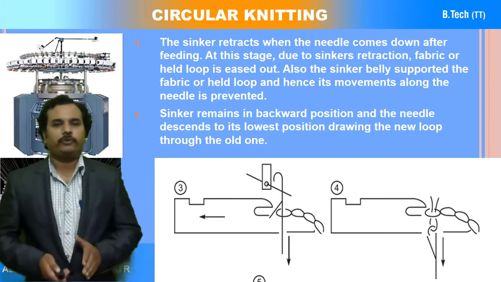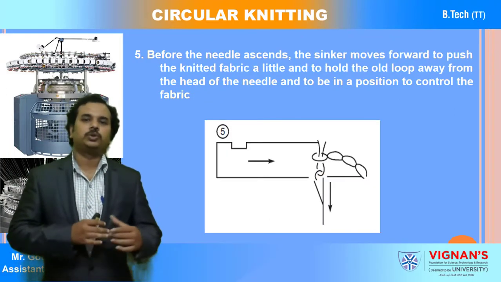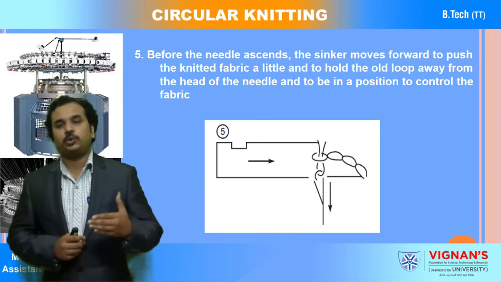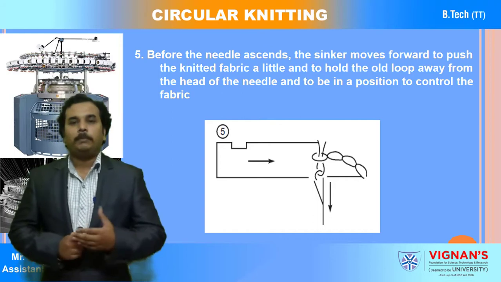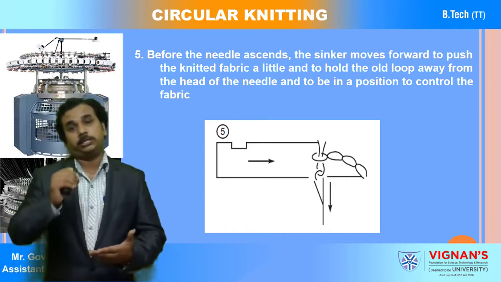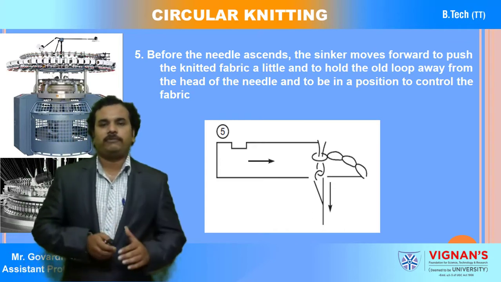After the fourth stage, you can see that again it is going to be activated towards the forward action, towards the old loop, because the next step is again the needle is going to be raised up to take the new yarn. So that is the 5 steps.